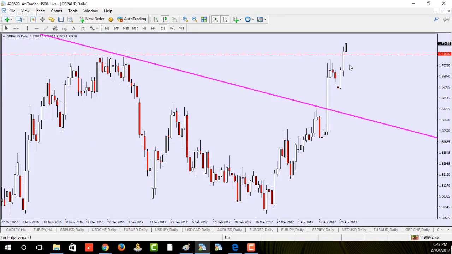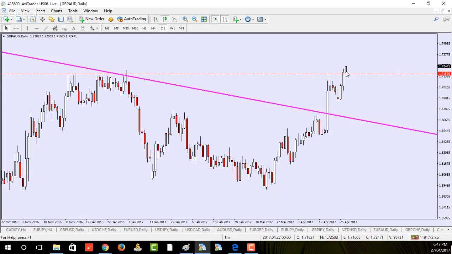The pound Aussie is on a tear. If it can stay above this zone, the pound Aussie might be good for a bounce right here and go long. I like that idea.